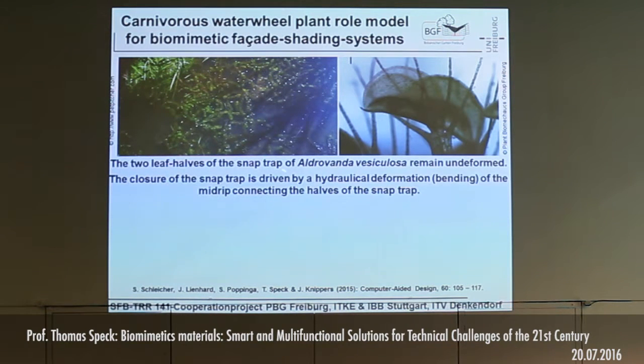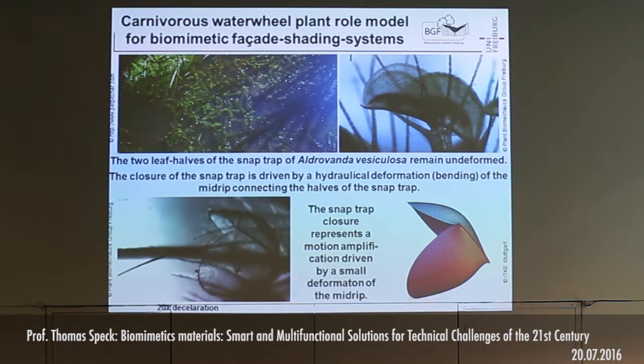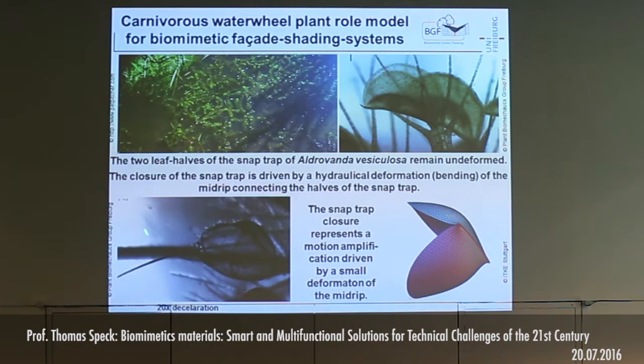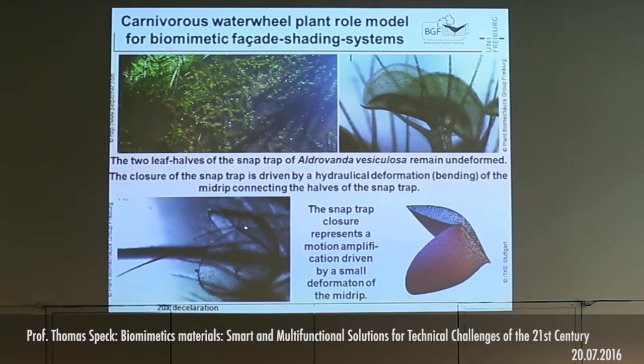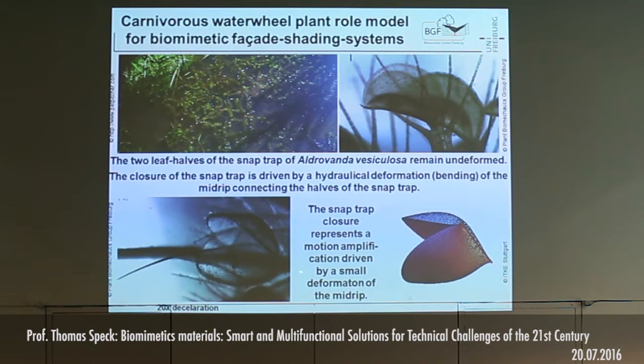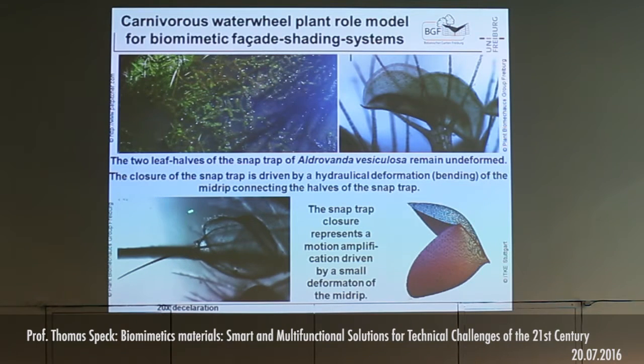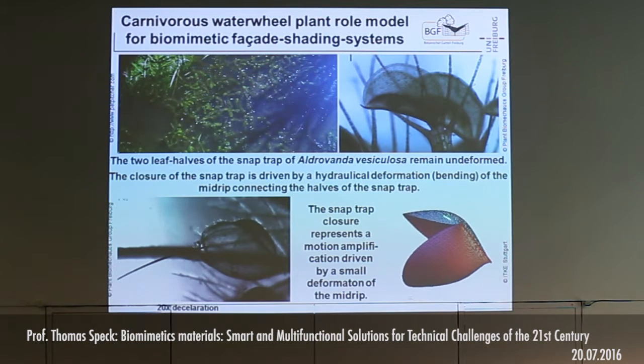The snap trap is driven by hydraulic deformation, by a bending of the midrib of the trap, which connects the two halves of the snap trap, and the snap trap halves themselves remain the same shape, you have no snap buckling. So it's a nice example of a motion amplification driven by a small deformation of the midrib. Here you have a 20 times decelerated movie. The midrib bends a bit, and by the small bending of the midrib you have a large movement of the two halves of this trap.